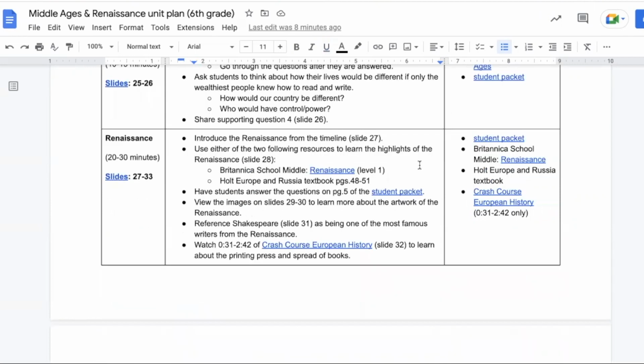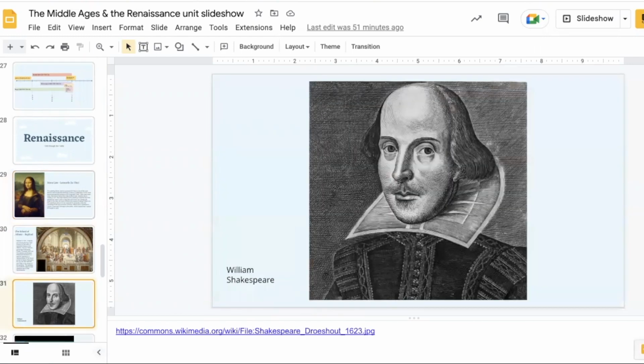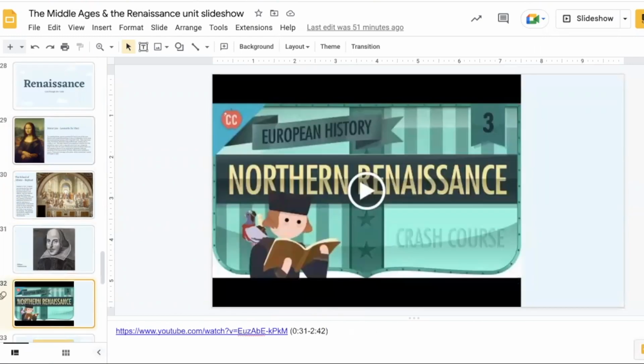Then it's time to talk about the Renaissance. After learning about the overview of the Renaissance, there are slides to take a look at a couple famous pieces of artwork, a famous writer, and then there are a couple of minutes to learn about the printing press and the impact that the spread of literacy and books had on society.